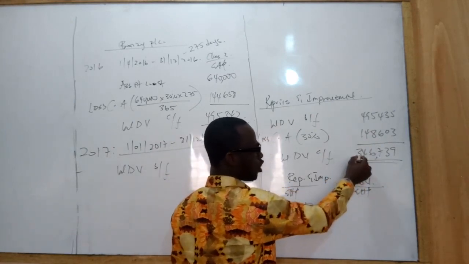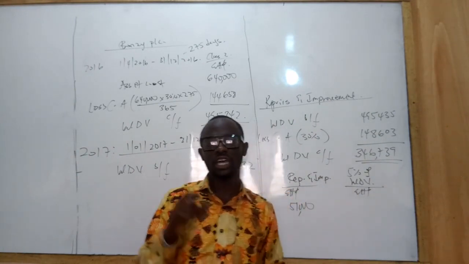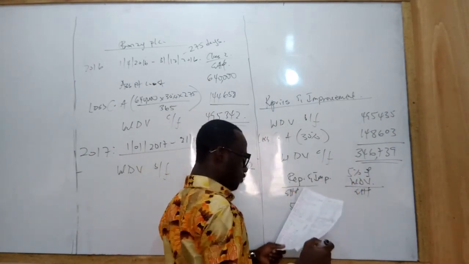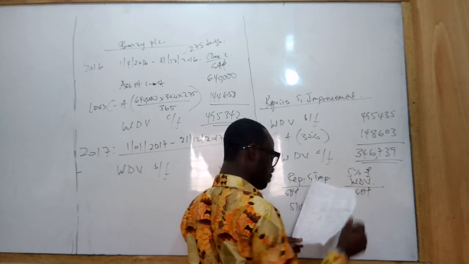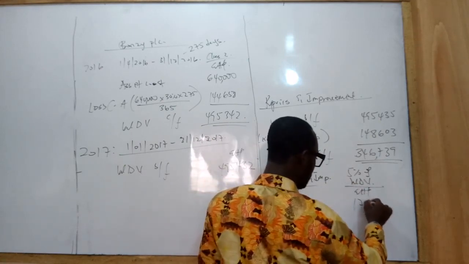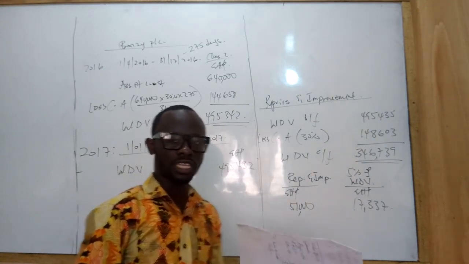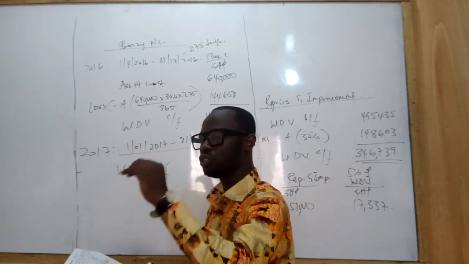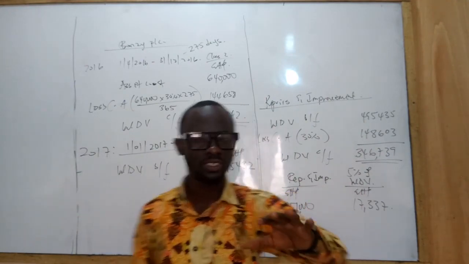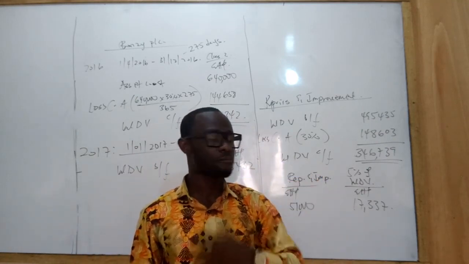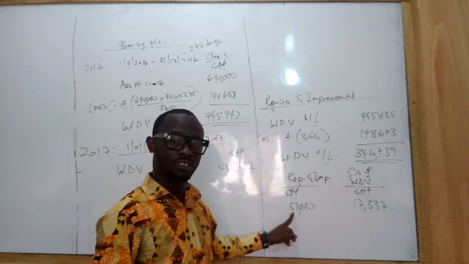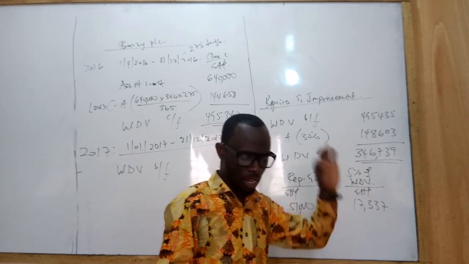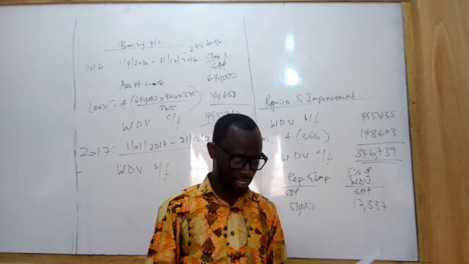Now, when we get 5% of this written down value, remember, it is always the written down value at the end of the year. So 5% of that figure is going to give us 17,337. Remember, we said that repair and improvement deductible should not be more than 5% of the written down value at the end of the year. So, even though we've incurred 75,000, we can only allow 17,337. Meaning, we have to capitalize the difference.